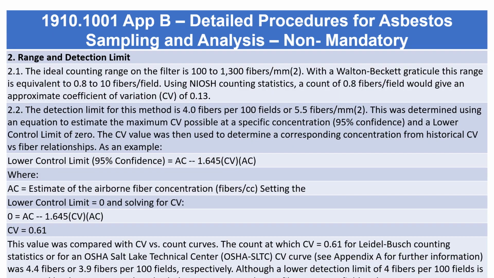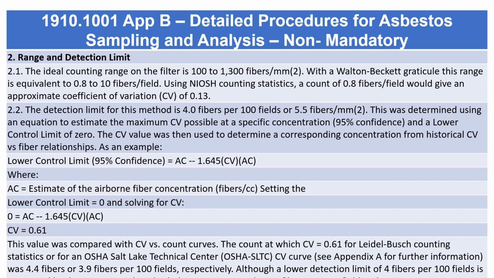2. Range and detection limit. 2.1. The ideal counting range on the filter is 100 to 1,300 fibers/mm². With a Walton-Beckett graticule, this range is equivalent to 0.8 to 10 fibers/field. Using NIOSH counting statistics, a count of 0.8 fibers/field would give an approximate coefficient of variation, CV, of 0.13.